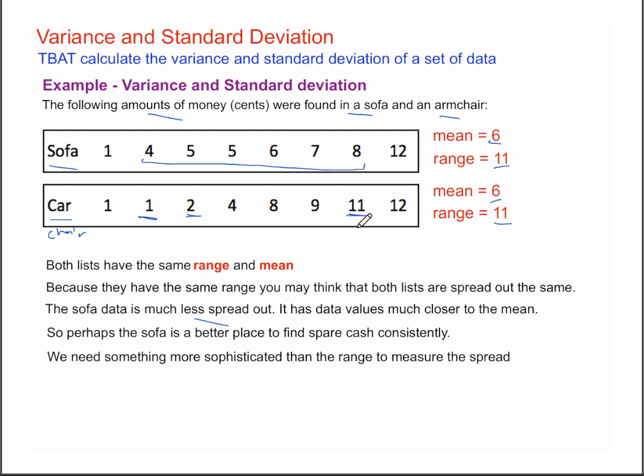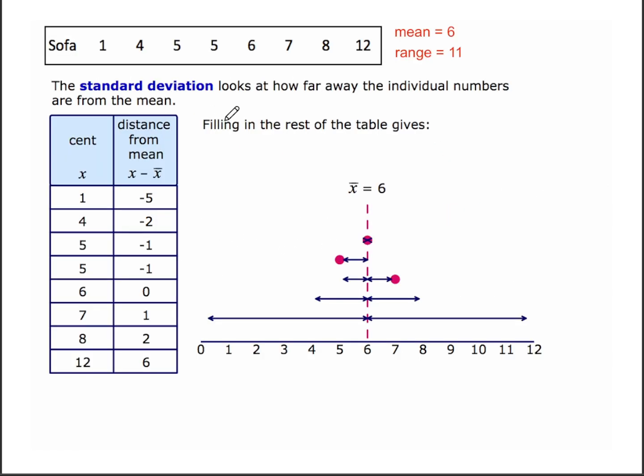Therefore, we have to find some other way of calculating how spread out a certain set of data is, which is where the standard deviation comes into play. Standard deviation looks at how far away the individual data points are away from the mean. And for that, what you have to find first is the distance from the mean. So remember, the mean was 6. And what you're doing here is taking those individual data points and subtracting them by the mean. So 1 minus 6, negative 5, 4 minus 6, negative 2, and so on for all of them. And you will get how far they are from the mean.